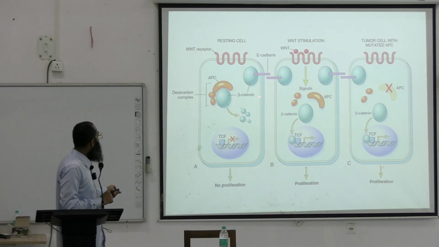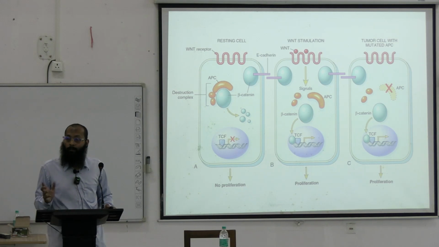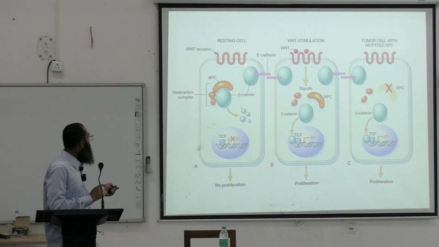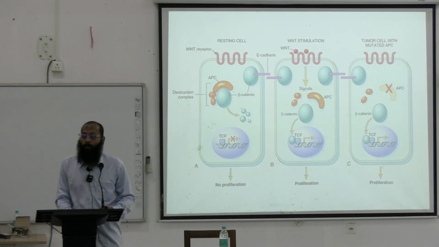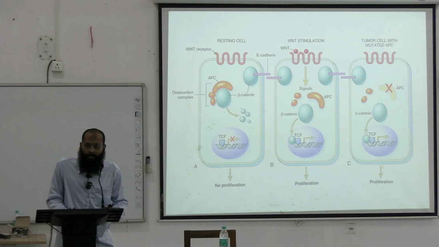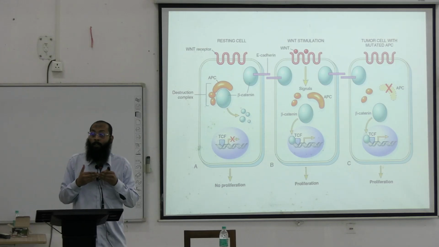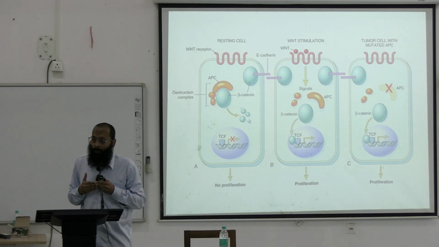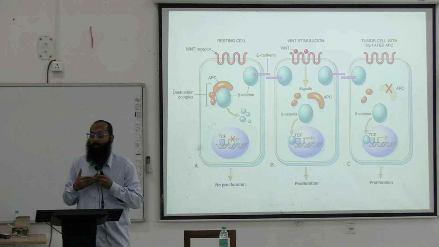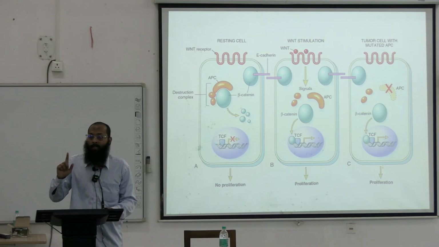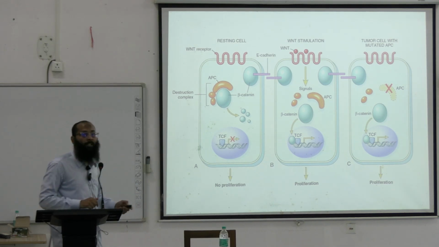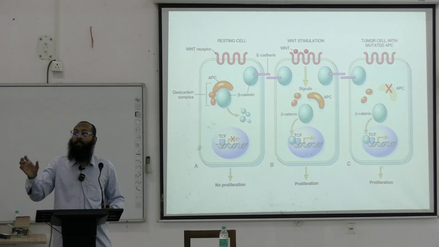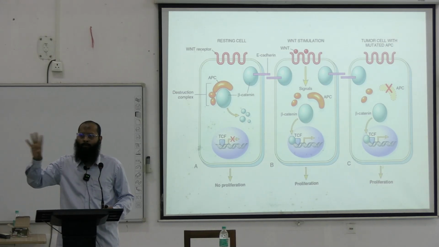In that stage, there is a protein called beta-catenin. 50% of the beta-catenin is associated with E-cadherin. What is the function of E-cadherin? Anybody of you have heard previously about it? Yes, it causes cell-to-cell adhesion. E-cadherin causes cell-to-cell adhesion. 50% of the beta-catenin is associated with E-cadherin.